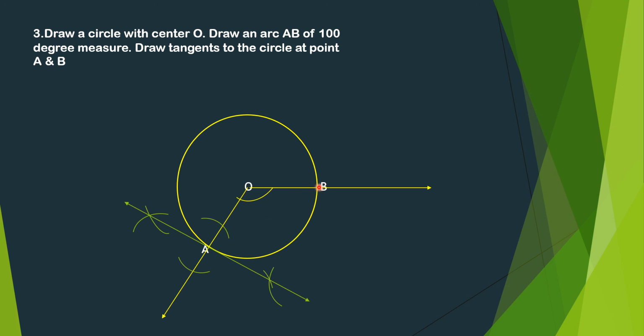With the same distance, draw two arcs from point B. Then from these two arcs, with the distance between these two arcs, you can draw two intersecting arcs. Join these two intersection points with point B. You will get the required tangent at point B.